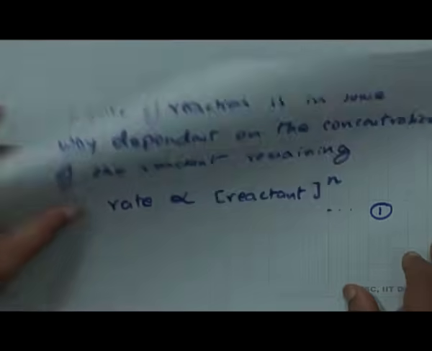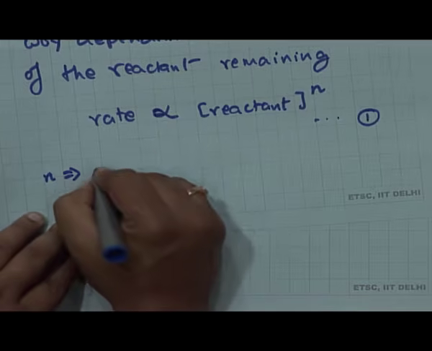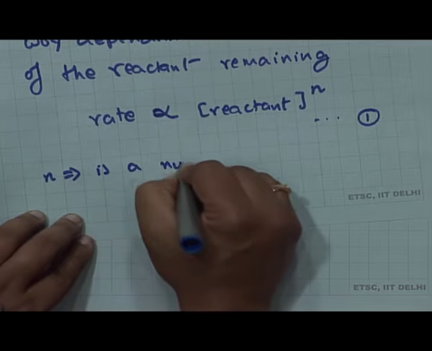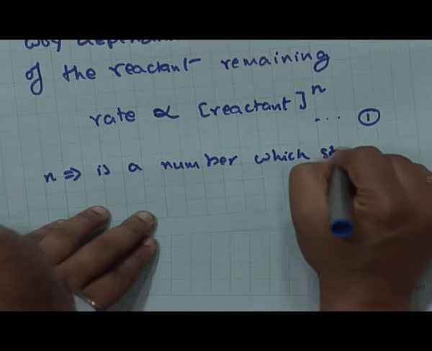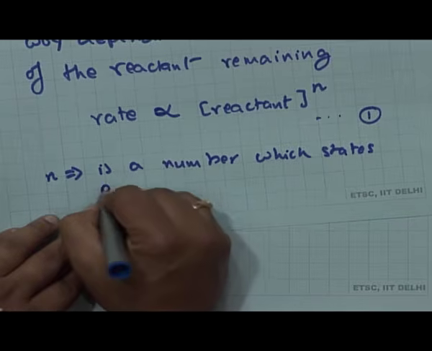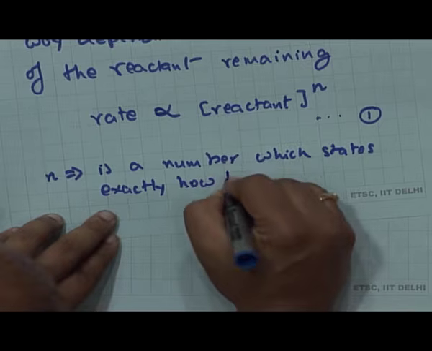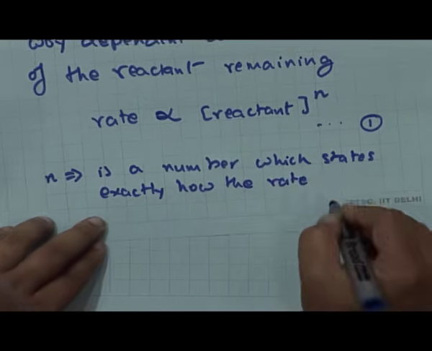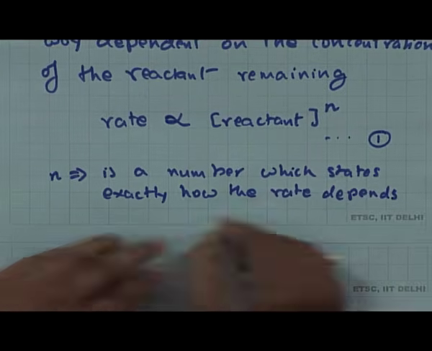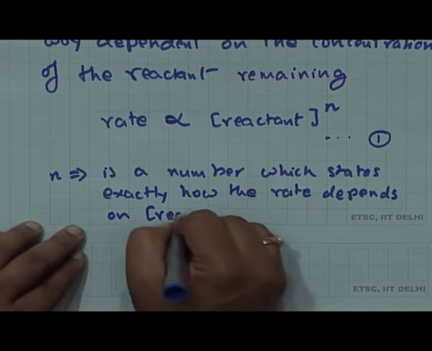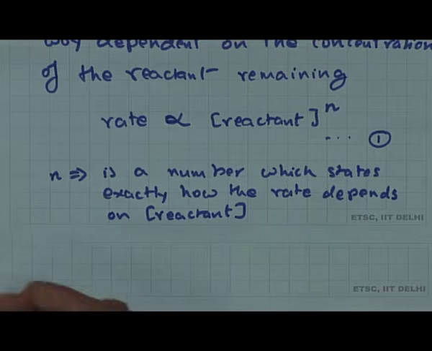So, what is n? n is a number which states exactly how the rate depends on the reactant concentration. So, this is important, it states exactly.